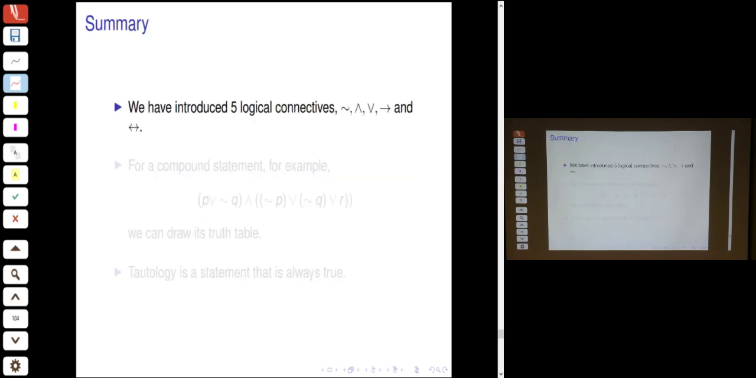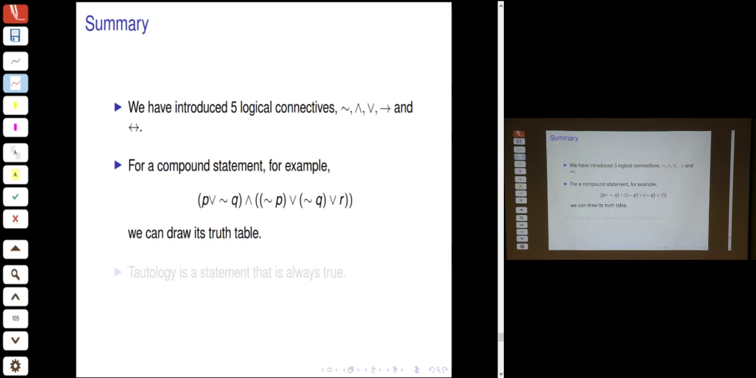Okay, so summary for today. We have introduced 5 logical connectives, these 5. And then for a compound statement, we can draw truth tables, right? We know how to draw truth tables. And a tautology is a statement that is always true, right?